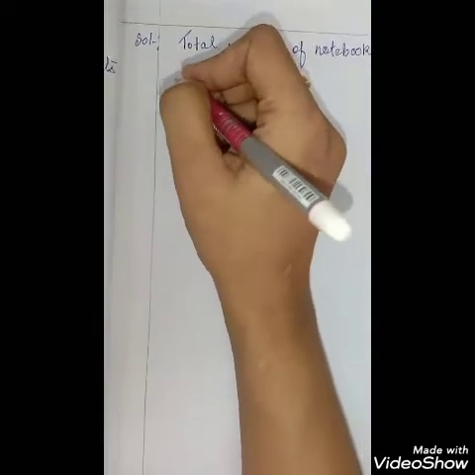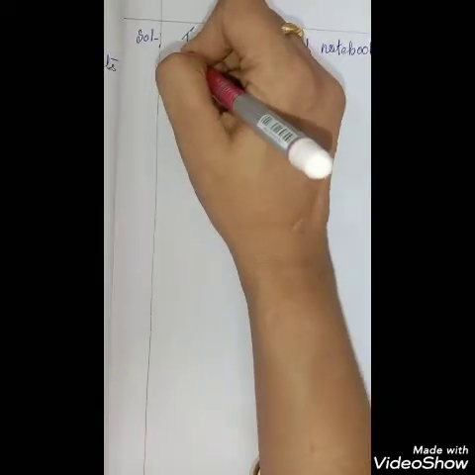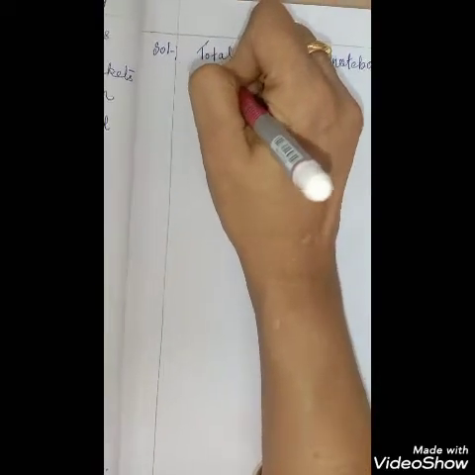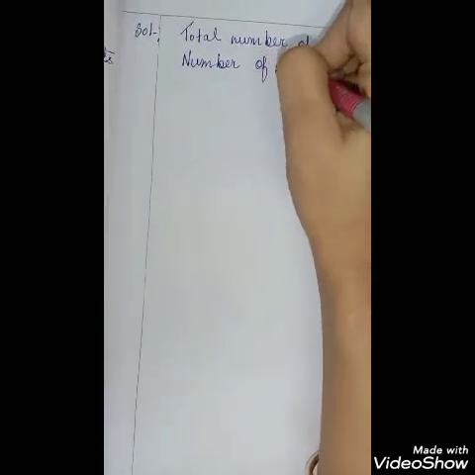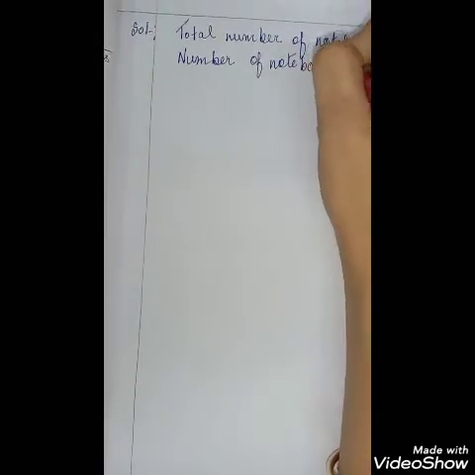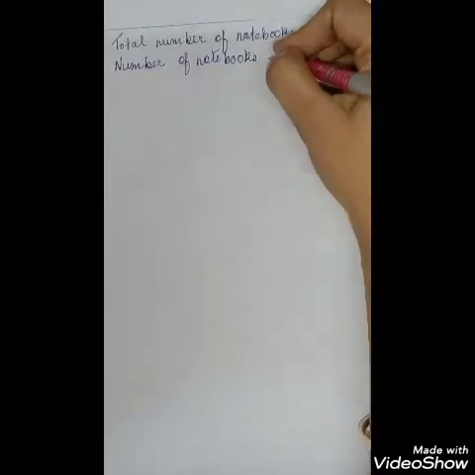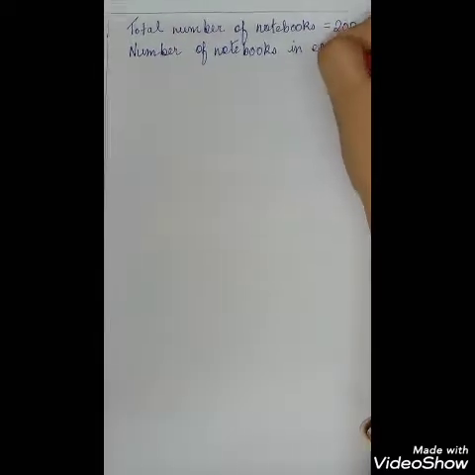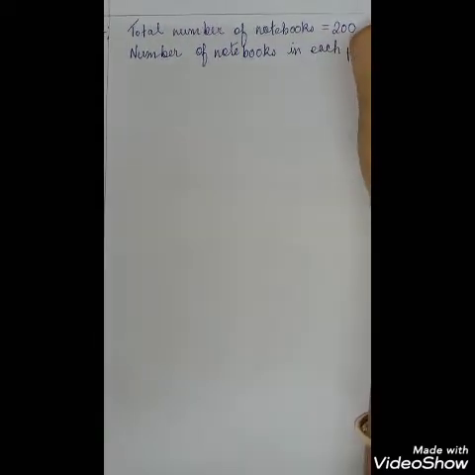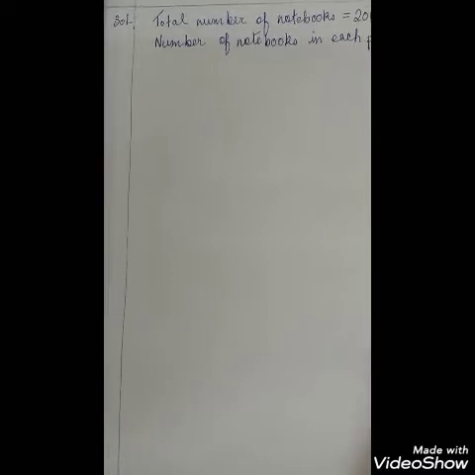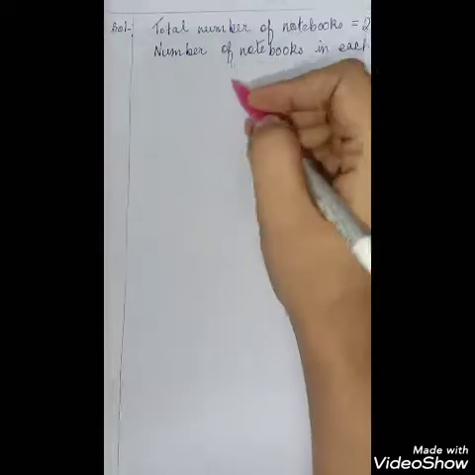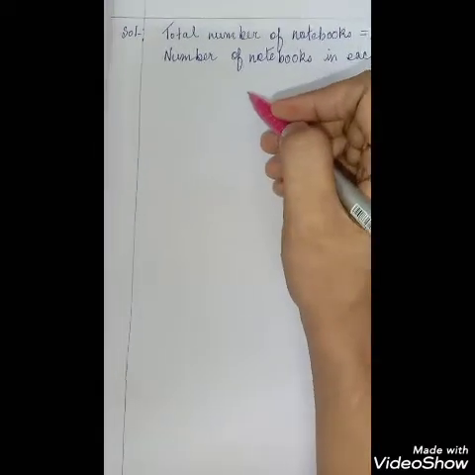Then number of notebooks in each pile is equal to 7. Now what we have to find out? How many piles of 7 notebooks can be made?